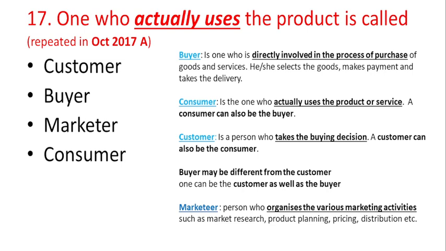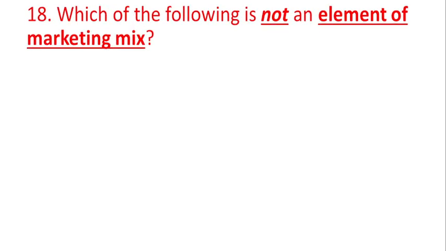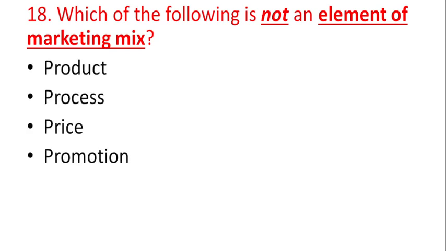So now it is very much clear to you which is the answer for this particular question. The one who actually uses the product is considered as, the right answer is consumer. So let's move on to question number 18. Which of the following is not an element of marketing mix? The options are product, process, price and promotion.